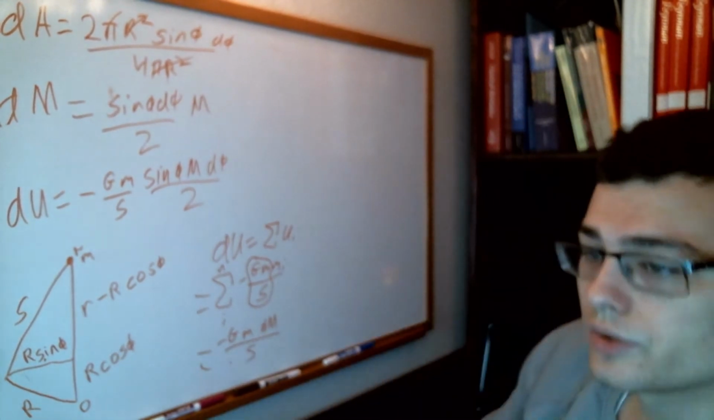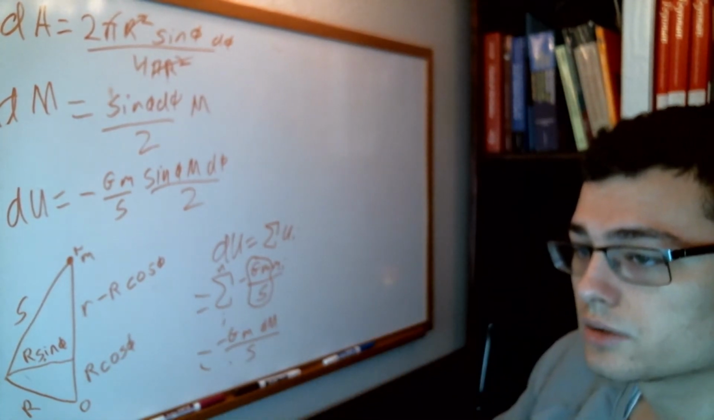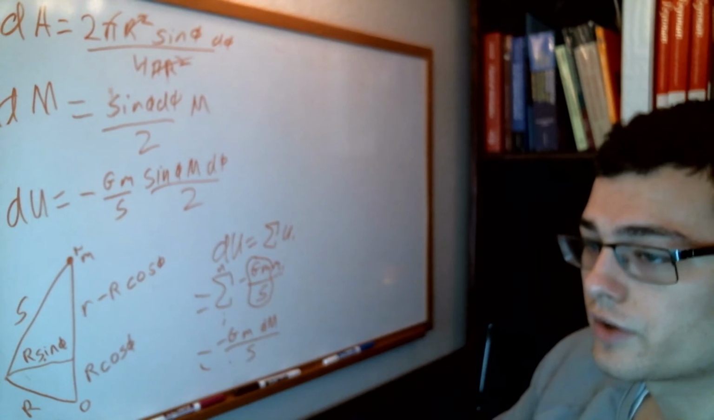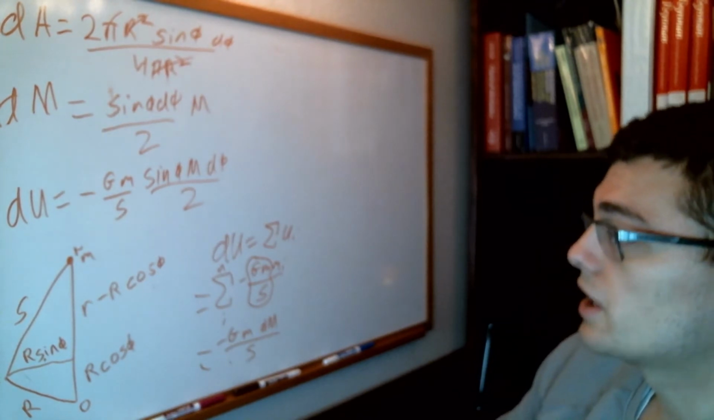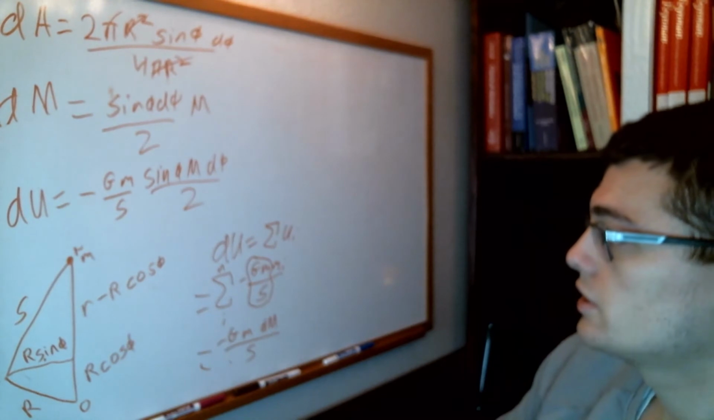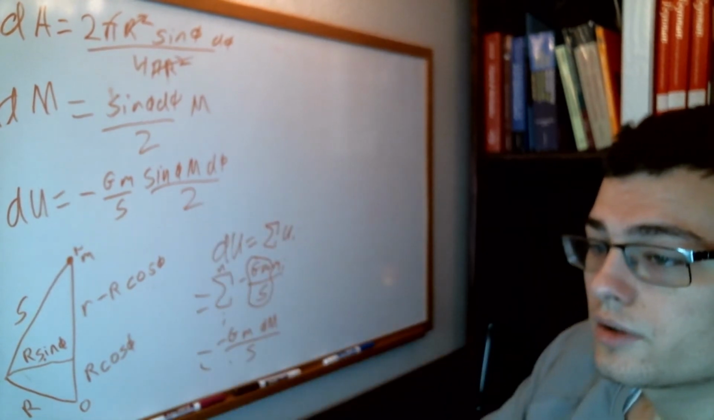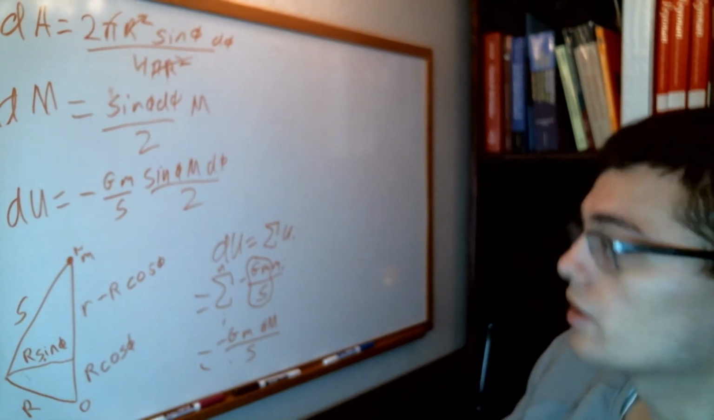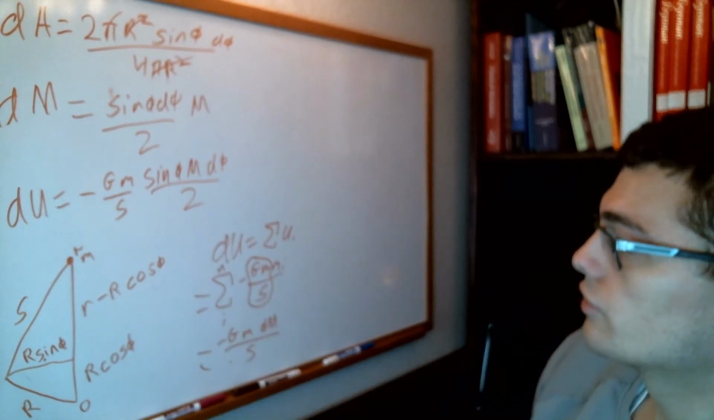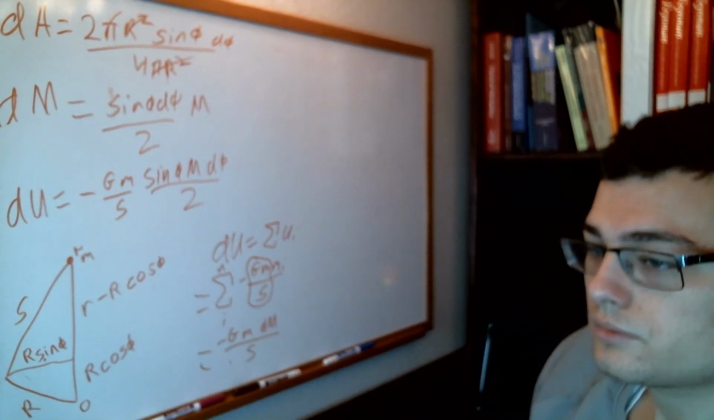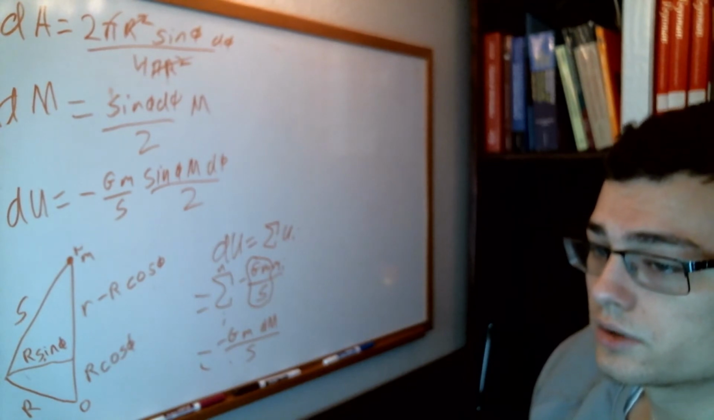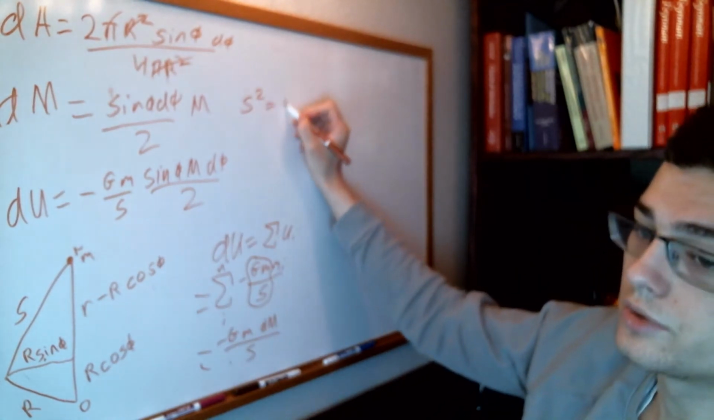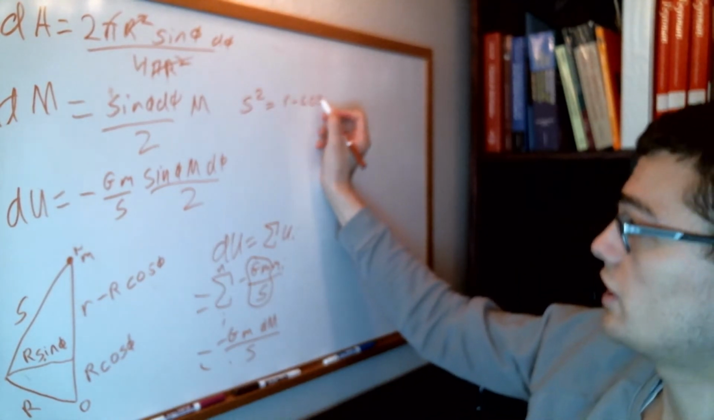So one thing that we have to do here is do a little integral over the whole sphere as phi varies from 0 to pi this time. This is not going to be from 0 to 2 pi. So we have to integrate this, and we have to do another integration over s here. And one thing that we can say about s is that s squared here is going to be equal to R minus r cosine phi.